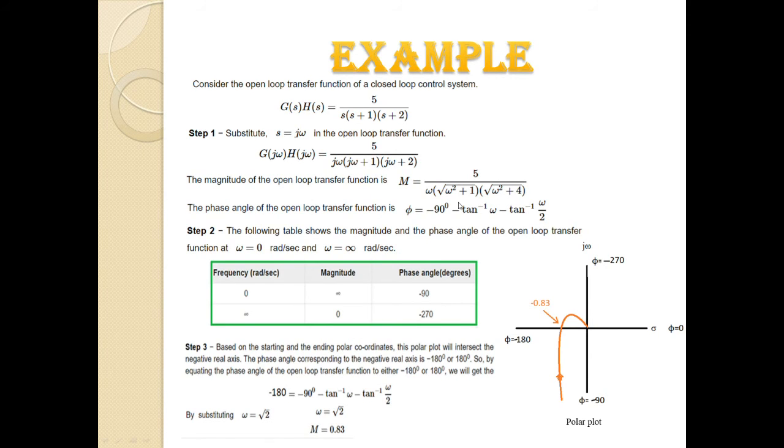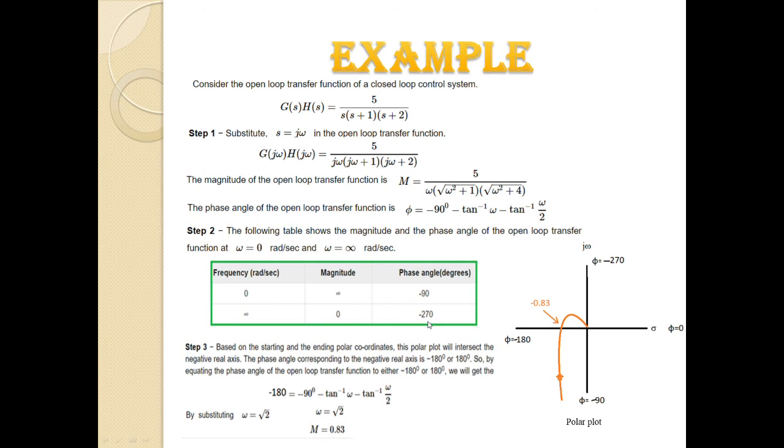Next we need to make a table where the frequency omega is varying from 0 to infinite, and we need to calculate the magnitude and phase angle at the frequency equal to 0 and at the frequency equal to infinite. So when the omega equal to 0 and we are putting the omega equal to 0 in magnitude and phase angle, then we are getting magnitude is infinite and phase angle becomes 90 degrees, whereas when the frequency is infinite, then the magnitude is 0 and the phase angle becomes minus 270 degrees.